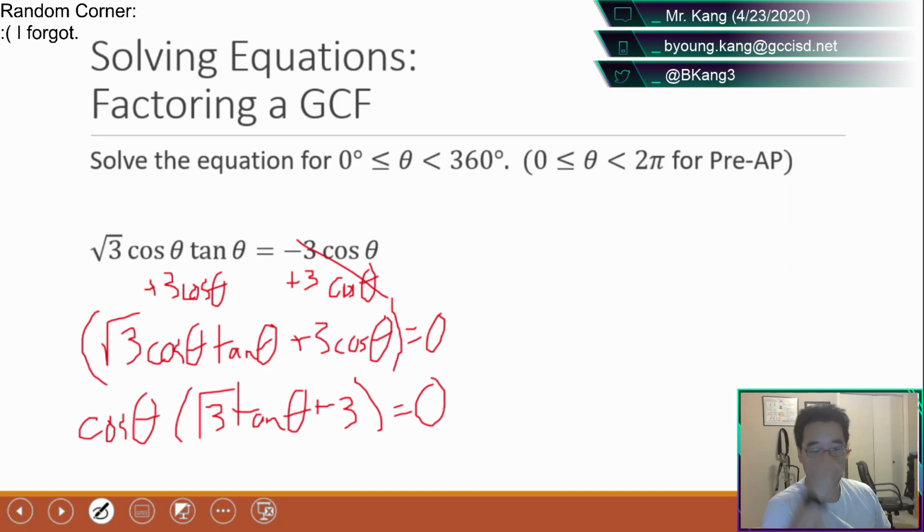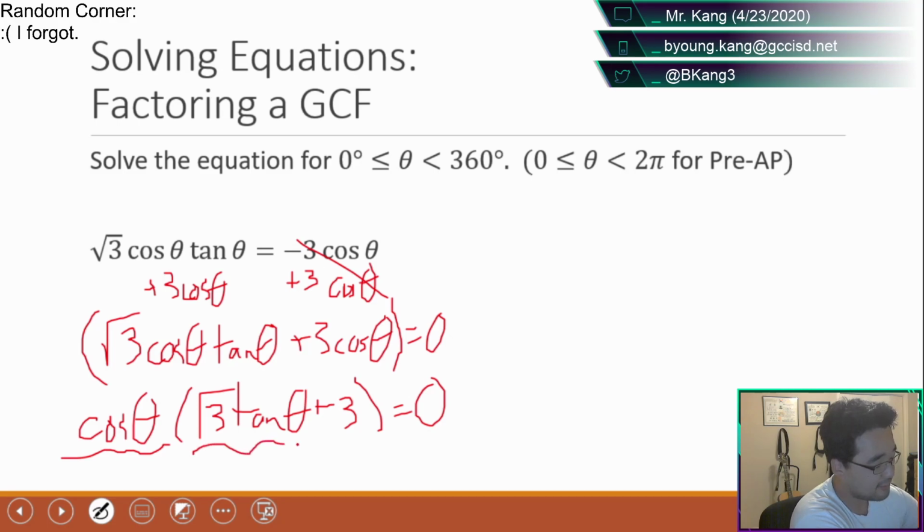Just like with algebra, whenever you factor something away and create a parentheses times a parentheses set equal to 0, you set each of them equal to 0 separately, and you come up with two sets of answers. Just like if you had x squared plus x equals 5, factor the x, you get the idea. So here, I can either just set cosine equal to 0, and the whole thing becomes 0, or I can just set that equal to 0, and the whole thing becomes 0. So I end up with two sets of solutions.